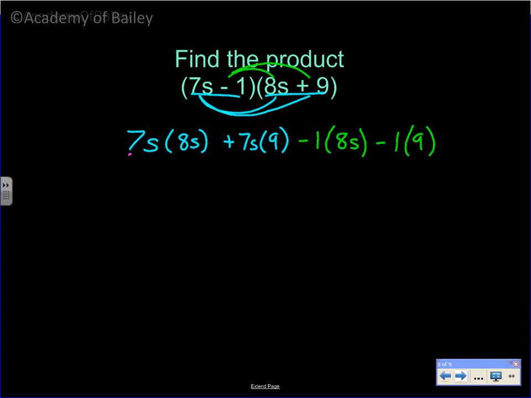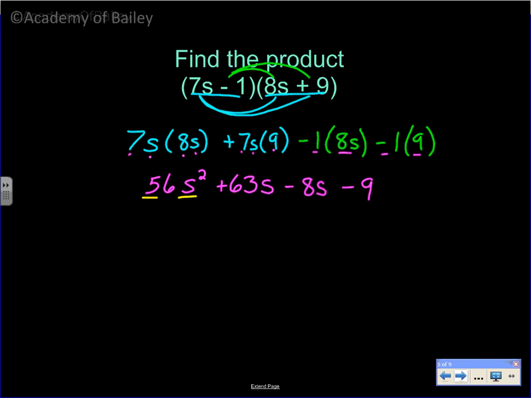Let's go ahead and multiply here. 7 times 8 is going to be 56. S times S is S squared. 7 times 9, well, that's a positive 63. We bring down the S. Don't forget your S with it. If you have -1 times 8s, we know that's going to be -8s. And we have -1 times +9, that's a -9. Please make sure that your S's do not look like 5s. They should look different.